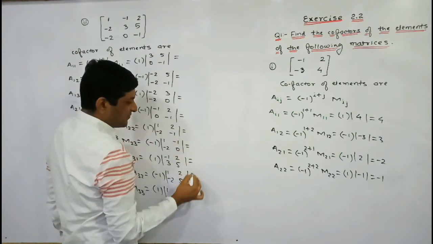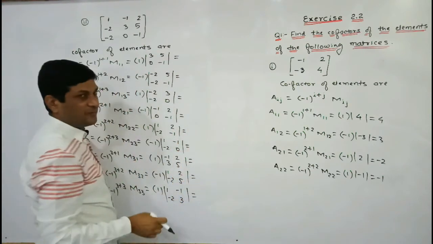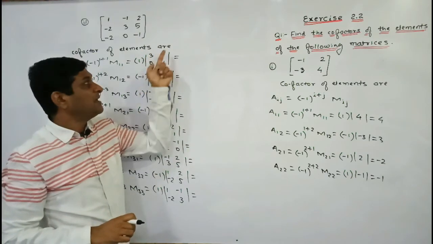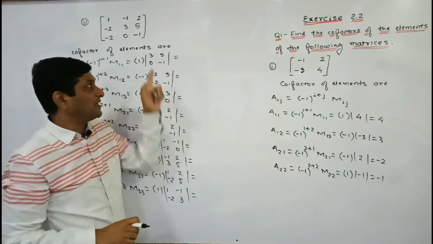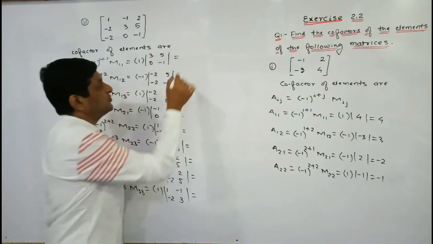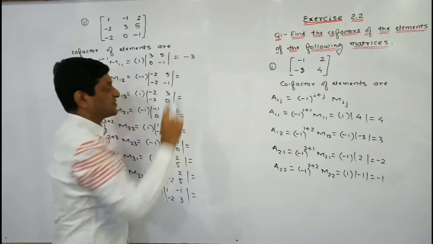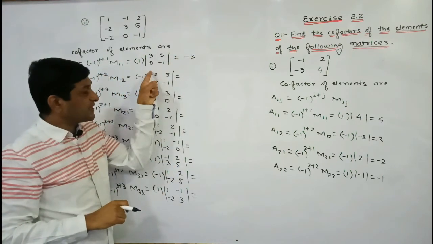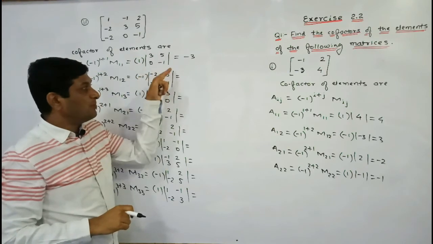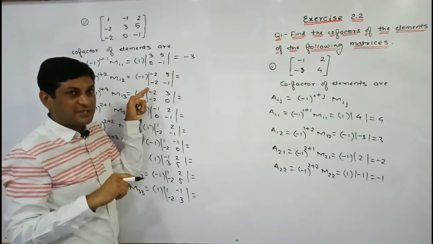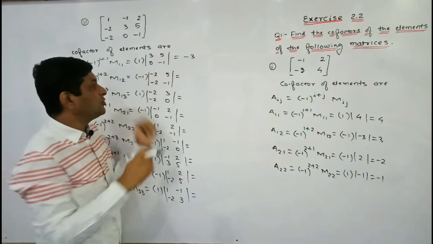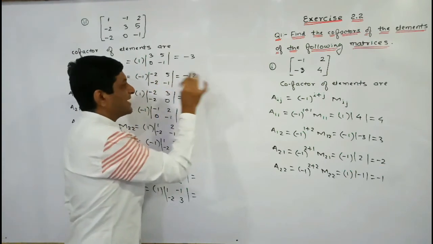So now let us find the value of the first determinant. Whenever we are finding the value of a determinant, first take the product of the diagonal elements minus the product of the off-diagonal elements. Minus 3 minus 0 is minus 3. Minus 3 into 1 will be equal to minus 3. Now here this product is 2 and this product is minus 10. 2 minus minus 10 means plus 10. 2 plus 10 is 12, and 12 into minus 1 will be equal to minus 12.